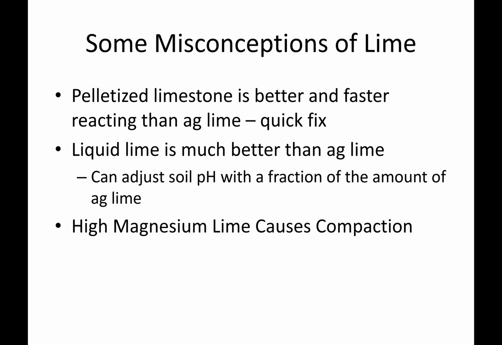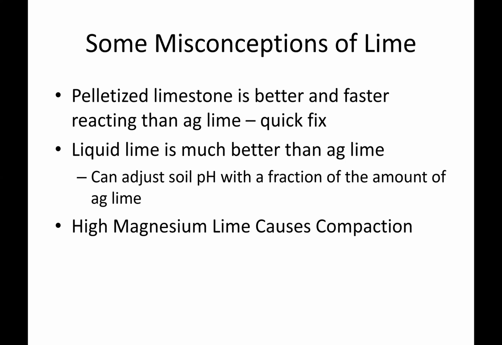What is not true is that you can adjust the soil pH with a fraction of the amount of that liquid product as compared to the ag lime. That's not true. A pound of RNV is a pound of RNV. And then high magnesium lime causes compaction. That's not true either. So let's go dispel some of these myths.